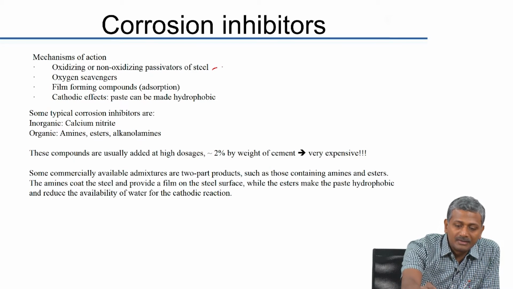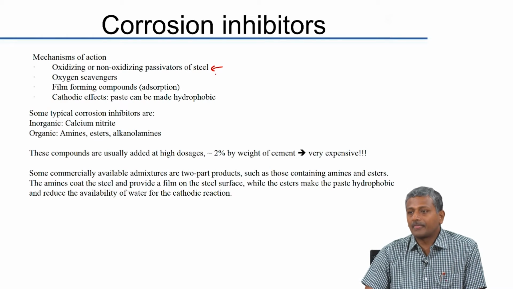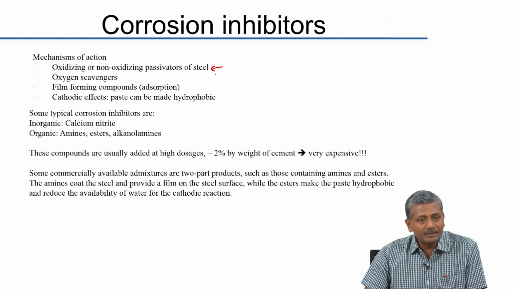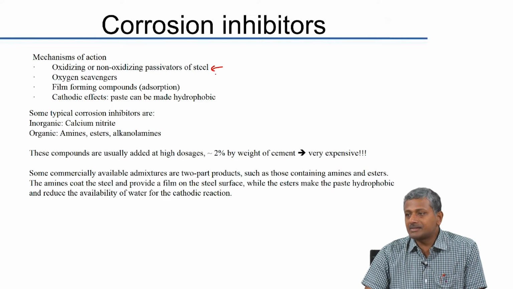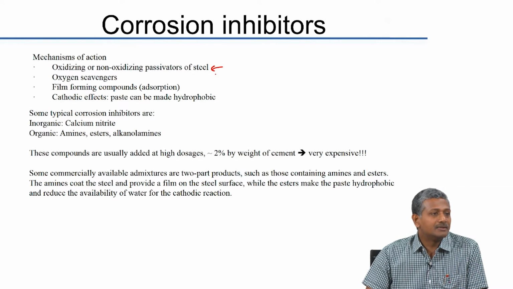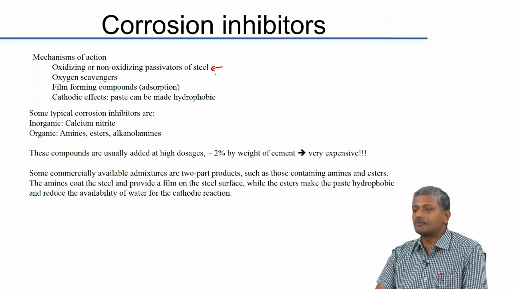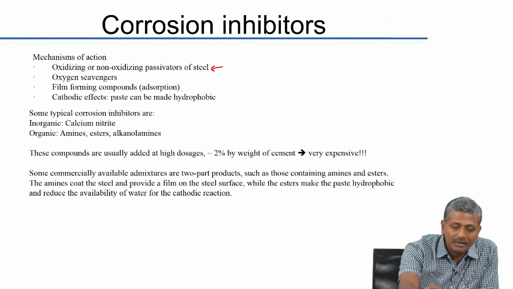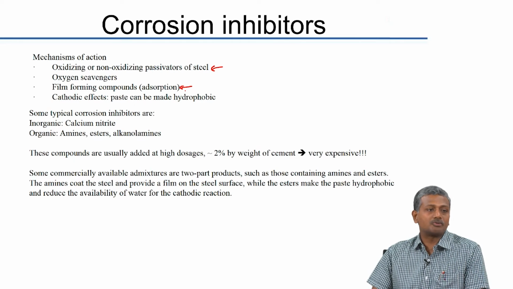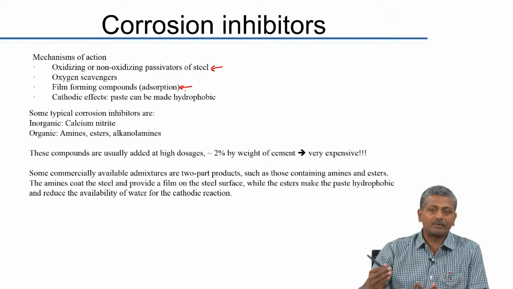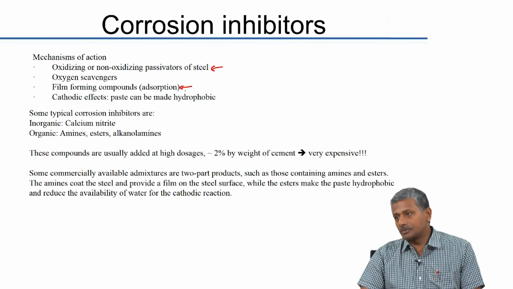One is they can passivate the steel. In other words, they can interact with the iron on the surface of the steel and create some sort of a passivating film that can protect the steel from corrosion. Alternatively, these compounds can even adsorb to the surface and simply lead to the formation of a film that makes it difficult for the interaction which leads to corrosion.